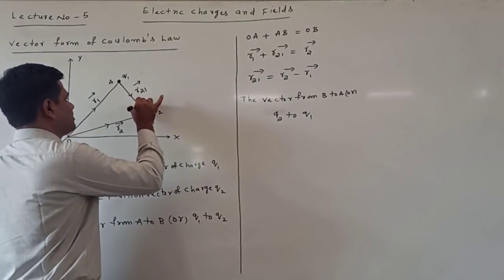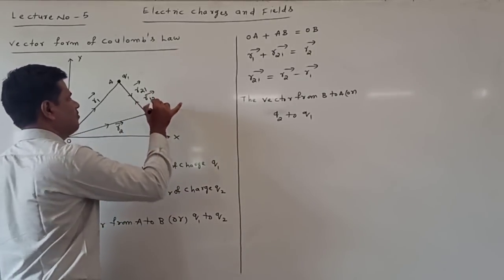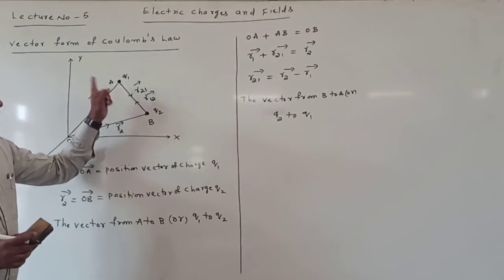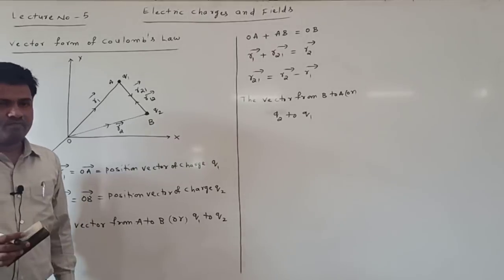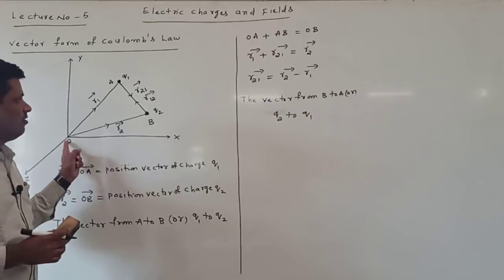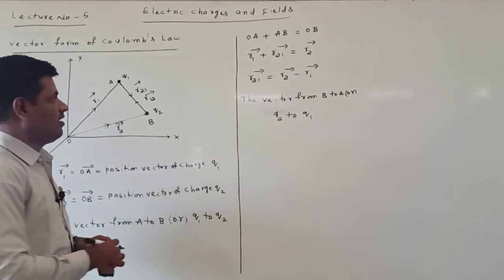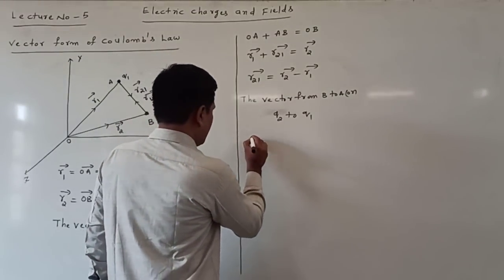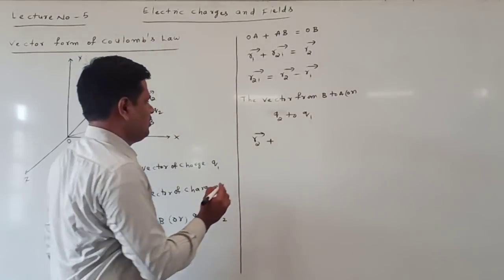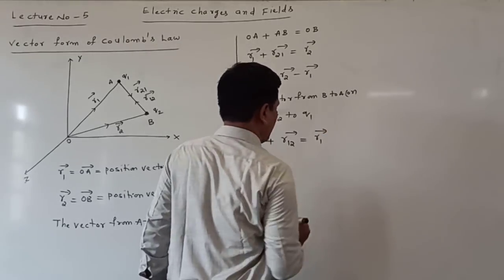Suppose I take it like this. That vector I consider as R12 bar. R12 bar is a vector from Q2 to Q1. R21 bar is a vector from Q1 to Q2. In this triangle OAB, OB plus BA is equal to OA. We can write like this: R2 bar plus R12 bar is equal to R1 bar.